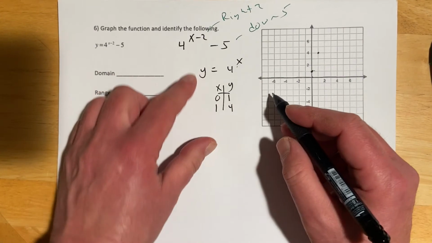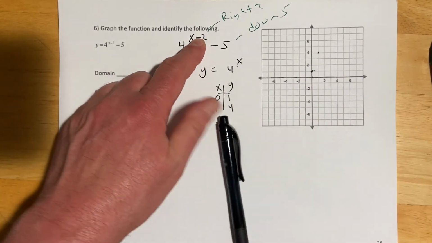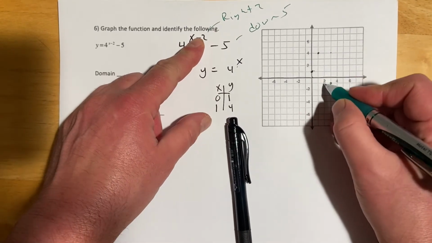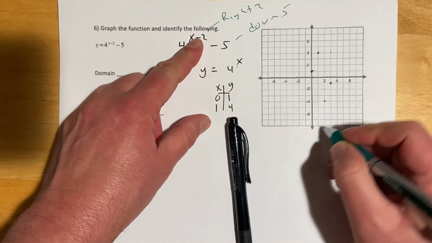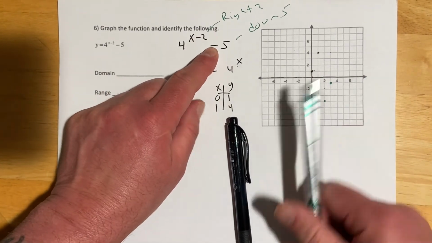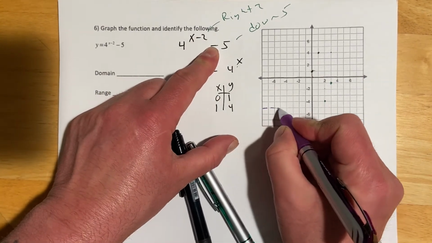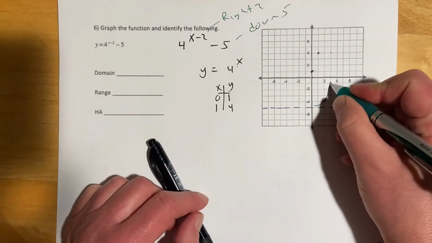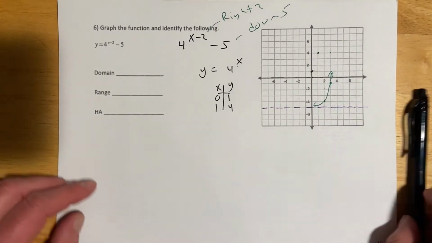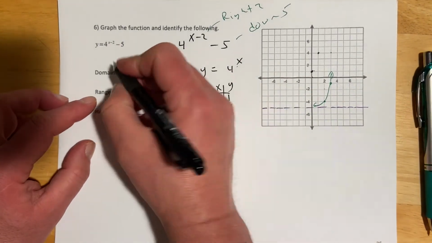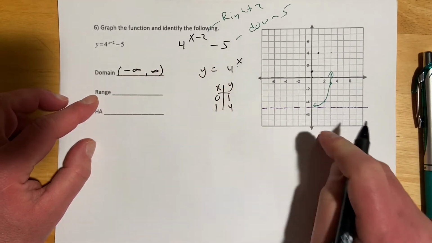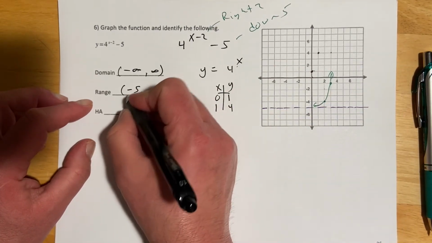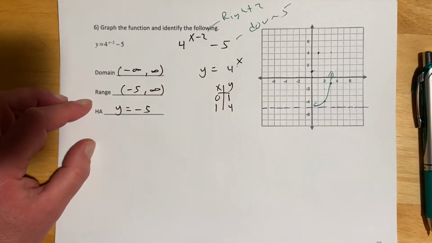And then those are what I'm moving around. So we said right 2 and down 5, put this one here. Right 2 and down 5 is right there. Since this shifted down 5, that means my new asymptote is right there. And that would be where my graph would be. So domain still negative infinity to infinity. Range is now from -5 to infinity, and our horizontal asymptote always comes off our range. Y equals -5.